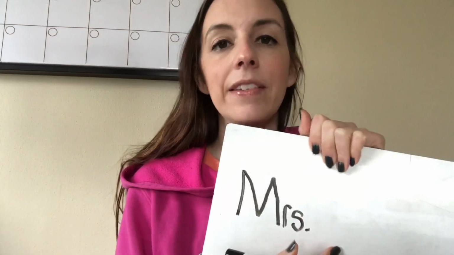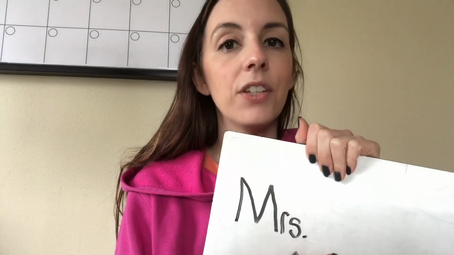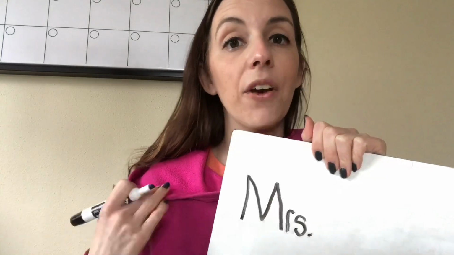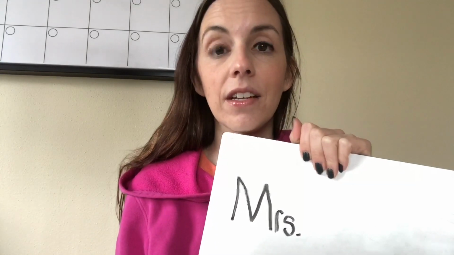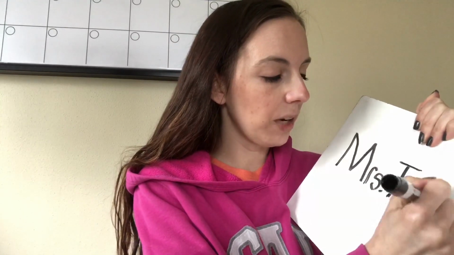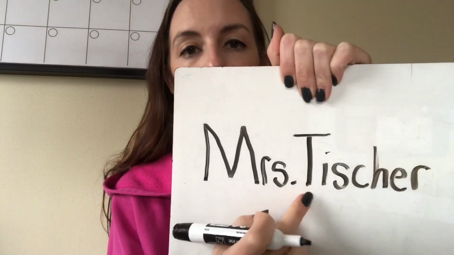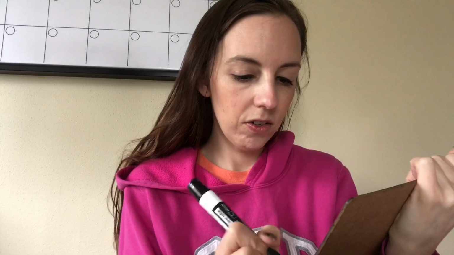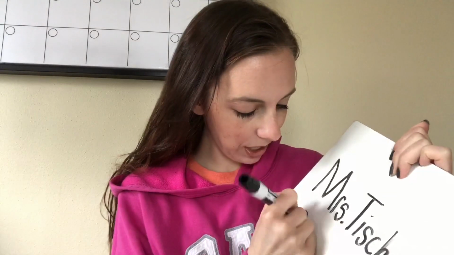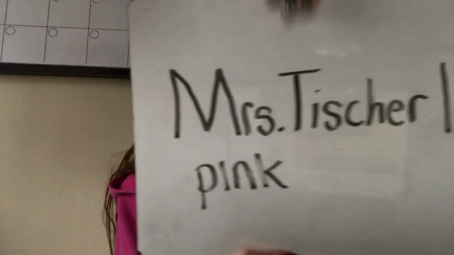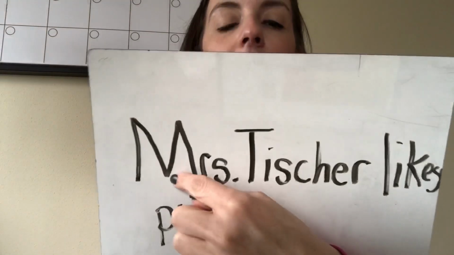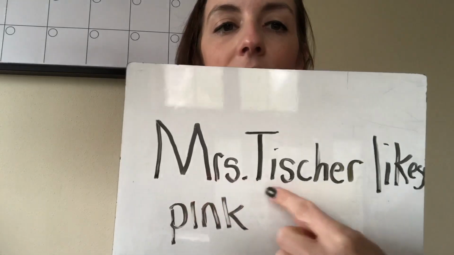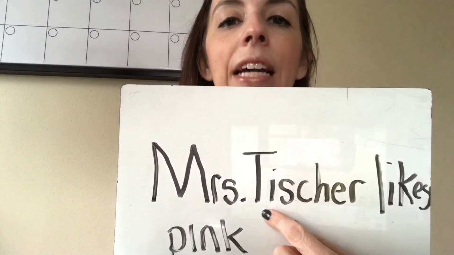Okay, now, when we get to somebody's name, the first letter is always capital no matter where it is in a sentence. So if I'm writing Mrs. Tischer, the first letter is going to be capital because that's the first letter in my name. Mrs. Tischer likes, I wrote so big, I'm running out of room. Likes pink. Okay, so this one's capital because it's the start of my sentence, and this one's capital because it's the start of my name.